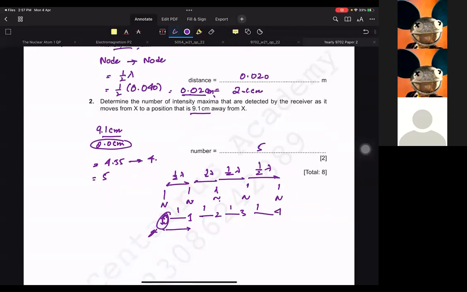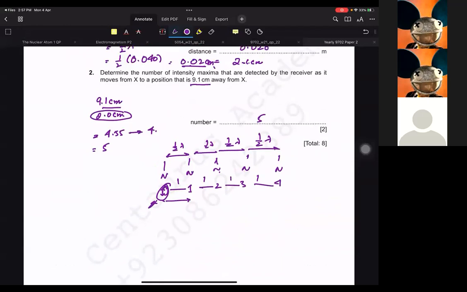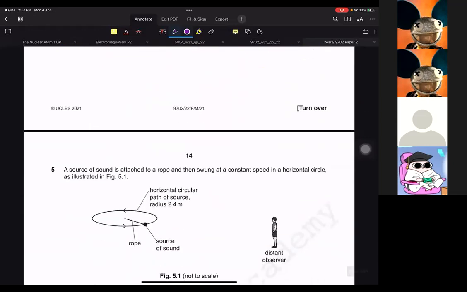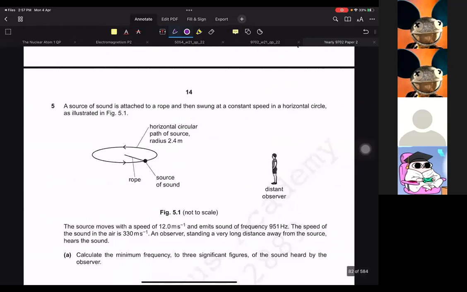What formula did you use here? No formula. I just said there is half lambda between node to node, so the node to node distance is 2.0. So how many node to node distances are in 9.1? Cross multiply, it's a ratio. Do you understand? That's how I found it. Anyway, going to the next one then.